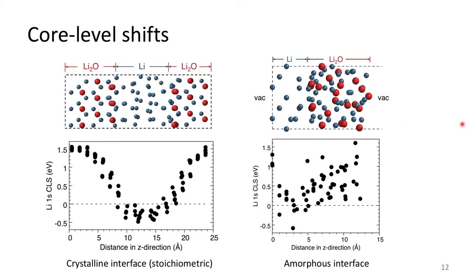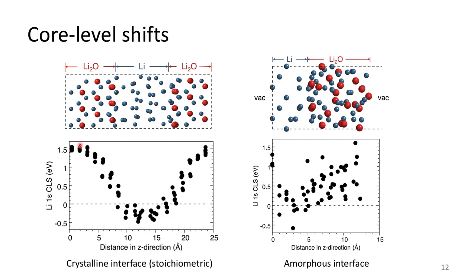Now we can compare the core level shifts between the stoichiometric crystalline interface on the left and the amorphous interface on the right. I'm showing the stoichiometric crystalline interface, but the oxygen-rich interface has the same trends. The core level shift values are referenced to bulk lithium metal, as you can see here. And starting with the crystalline system, we see that the core level shifts in the bulk portion of the slab roughly match the values in bulk lithium metal, and the shifts in the oxide portion are higher in energy.